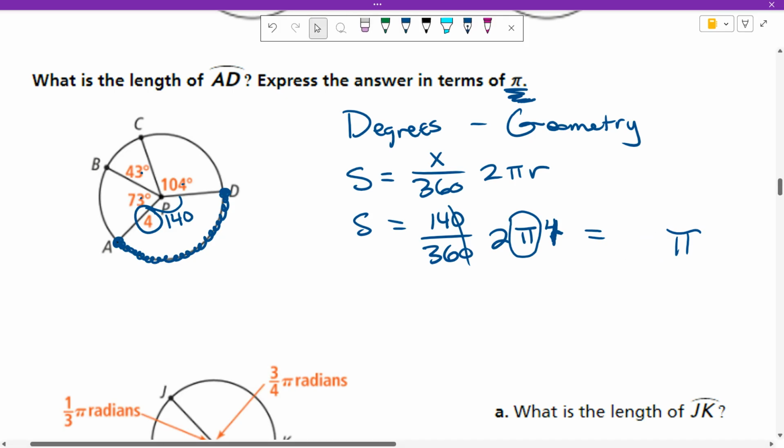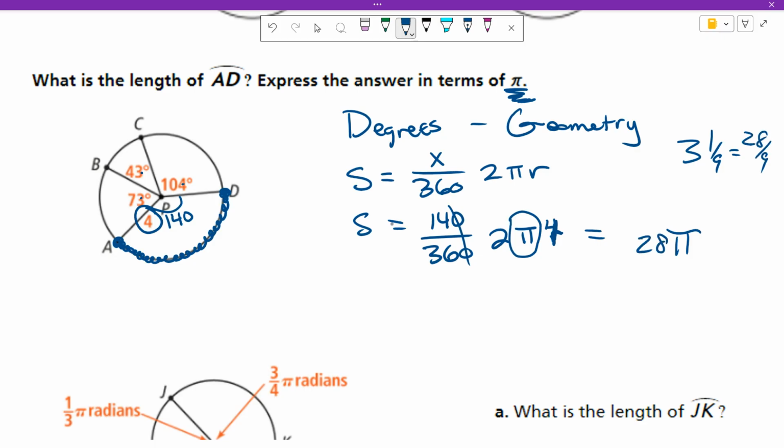3 1/9. Okay. So 3 1/9 is the same as 28/9, right? So that's probably the best way to express it, 28 pi over 9. 28 pi over 9. Okay.